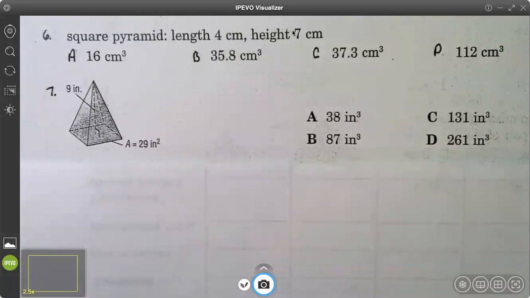Try number 7. Number 7 gives you the area of the base, 29 square inches. This base, whether it's a square or rectangle, is 29 square inches. So I don't care. That's what goes in for big B. And then height, H, is 9 inches.